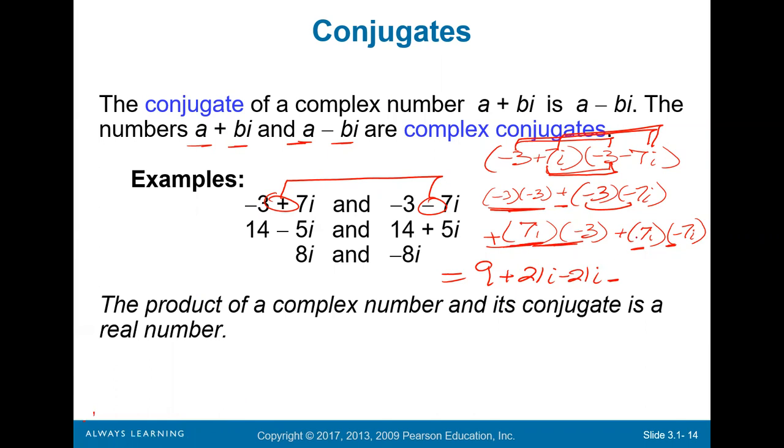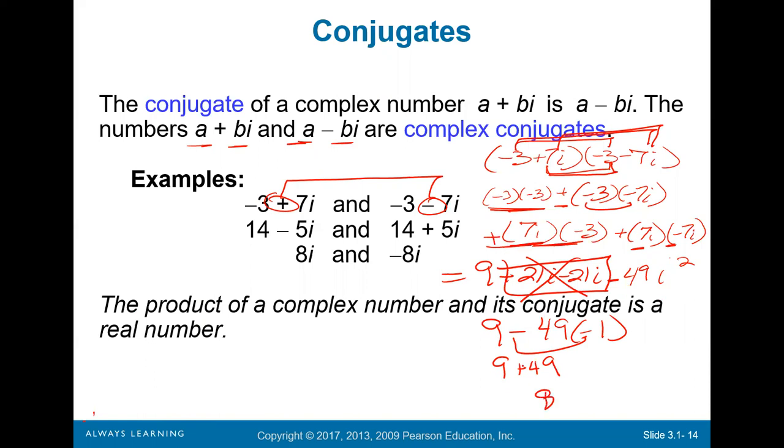All right. Now I have 7 times 7 is 49, and i times i is i squared. What happens? This middle goes away because I have a positive 21i minus 21i. It goes to 0, leaving me with 9 minus that 49 i squared. i squared is negative 1. So negative times negative is positive. 9 plus 49. So what do we got? 9 plus 9 is 18. Carry the 1. 4 plus 1 is 5. So 58.